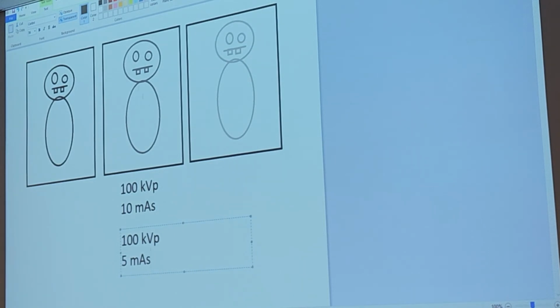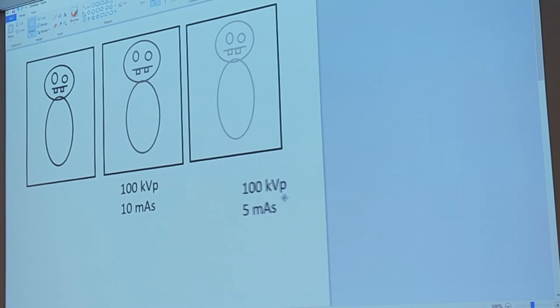Will my image still look like this? No. Correct. I have fewer X-rays. I don't have as many X-rays hitting my board. I'm not going to have as much stuff making my board dark. So which one of these images will it look like now? Correct. So 100 kVp 5 mAs will give you an image that looks like that.